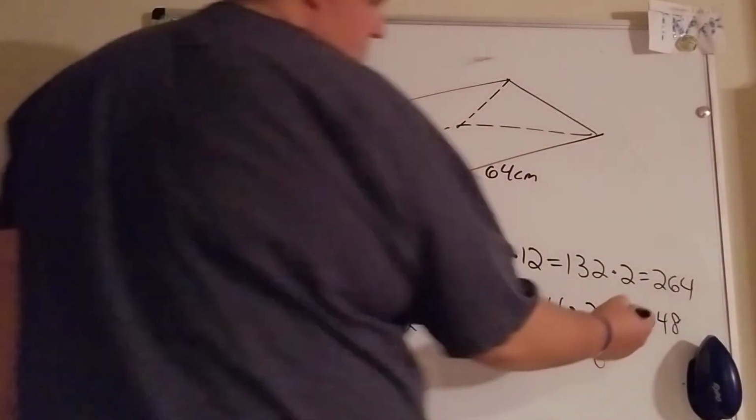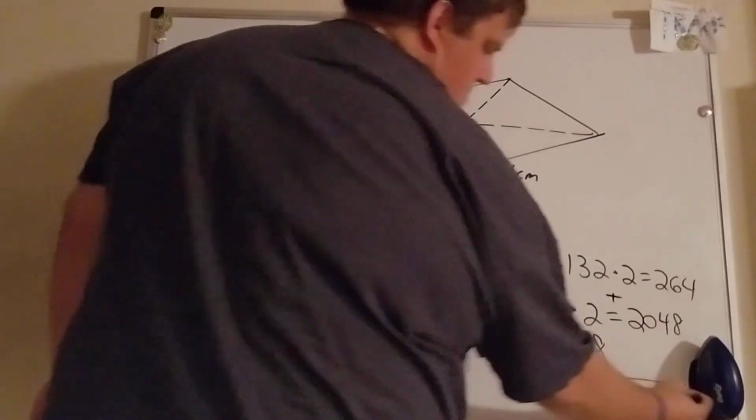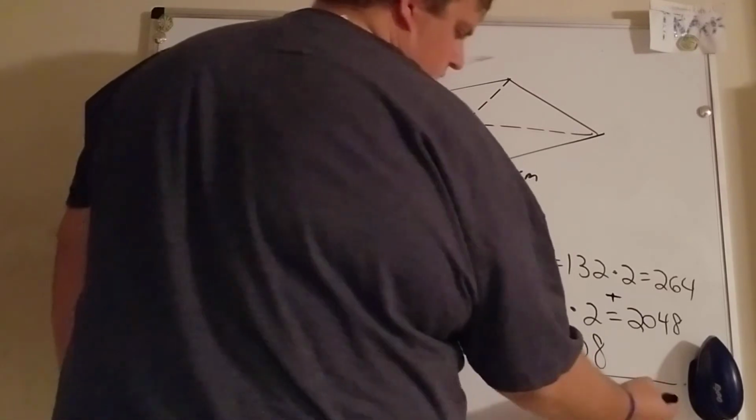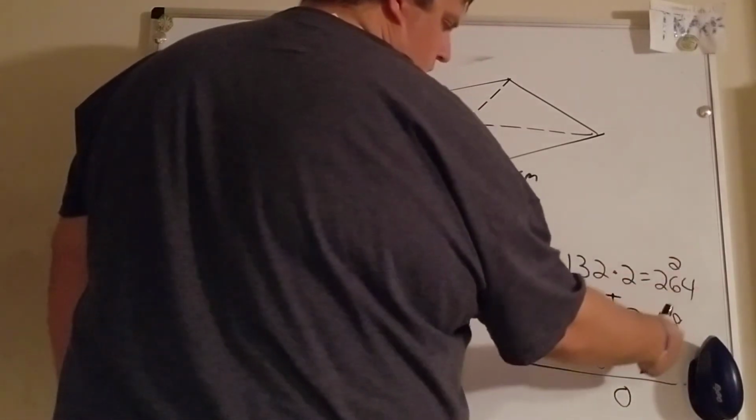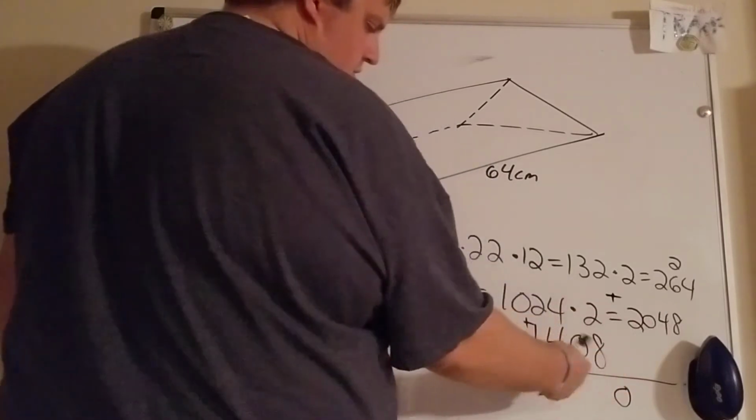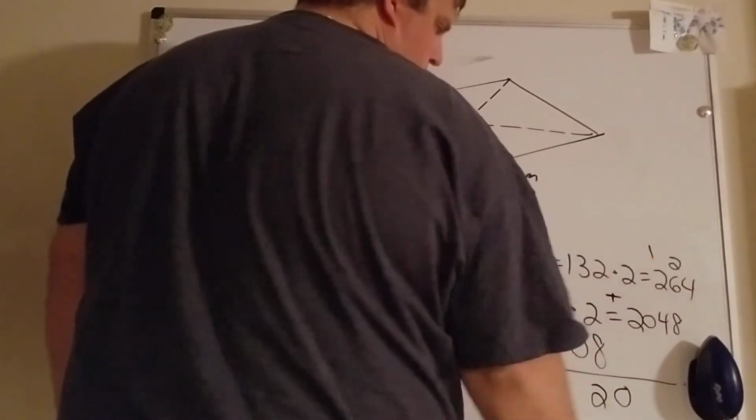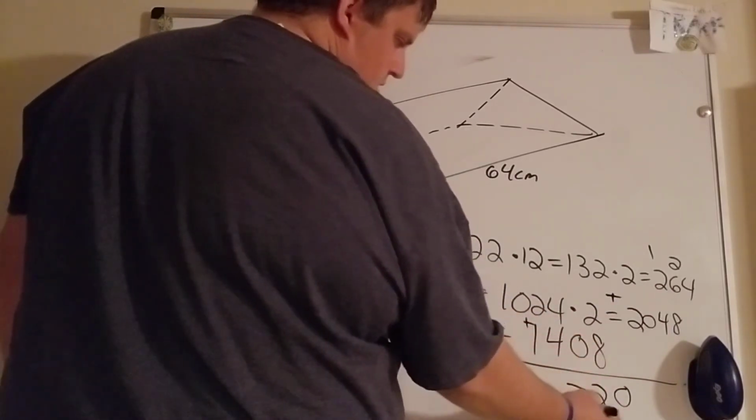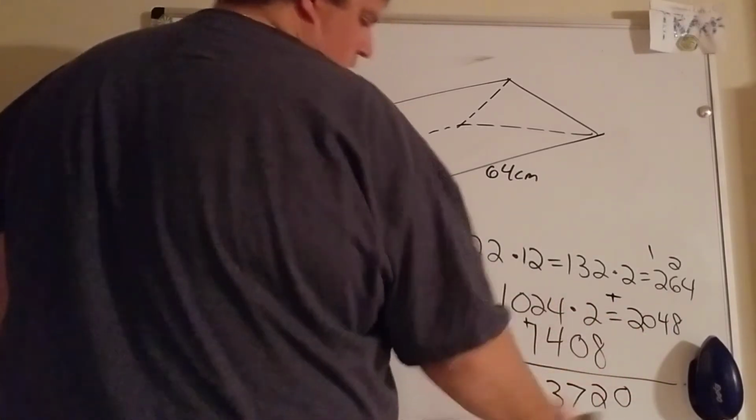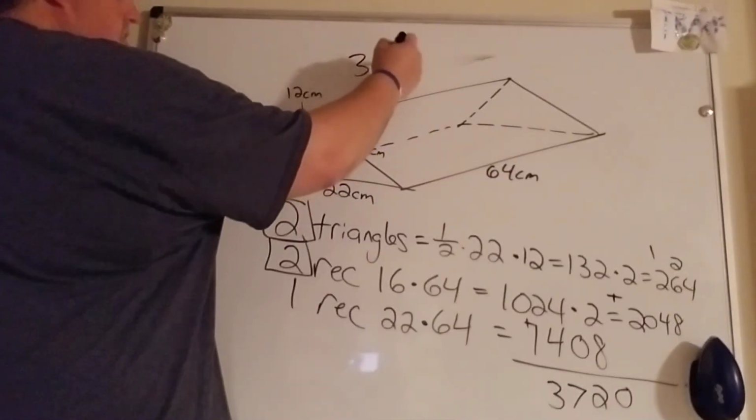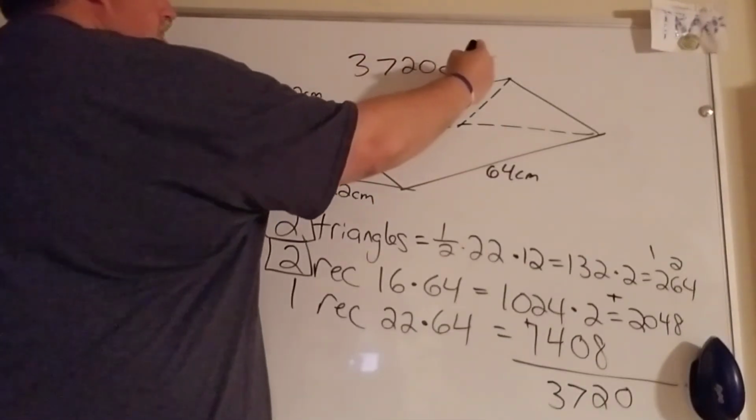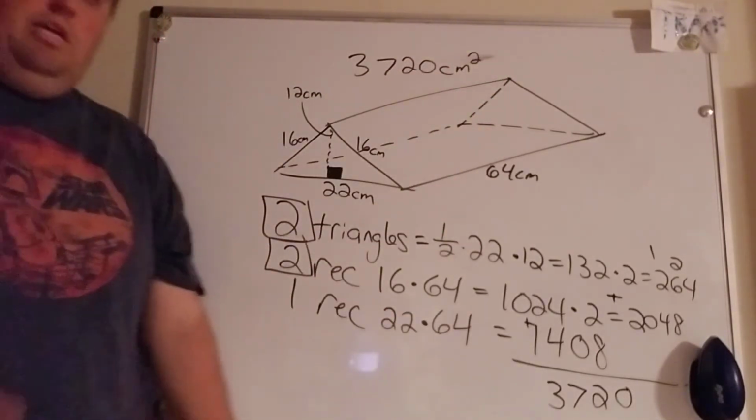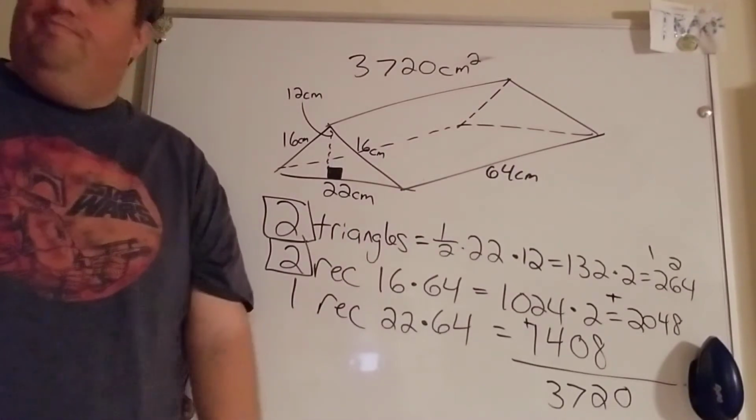And then we're just going to add. 4, 8, and 8 is going to be 20. 8, 9, 10, 11, 12. 3, 7, and 3. So it looks like the surface area here is 3,720 centimeters squared. And I'm just going to set it up that same way.